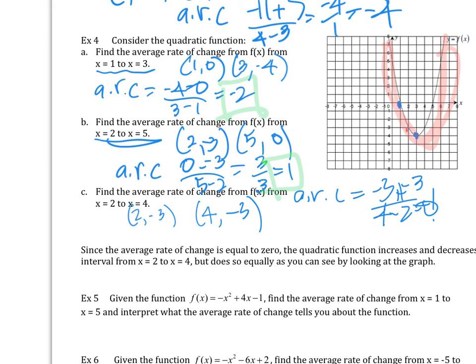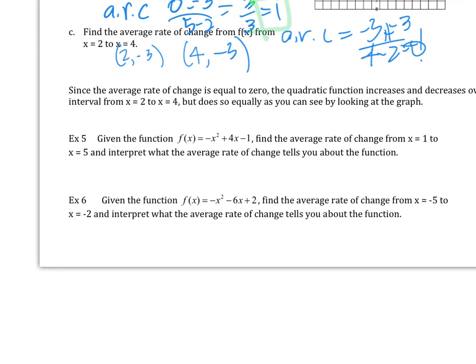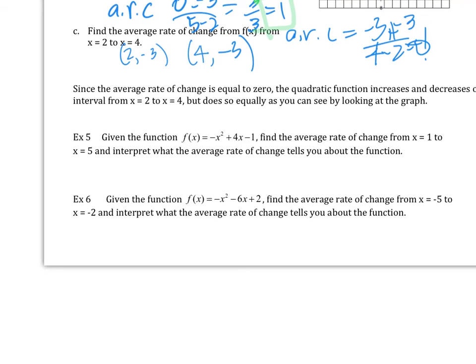All right, example number 5. Given this quadratic, which is reflected, find the average rate of change between 1 and 5 and interpret what it tells you about the function. So what we are going to do is get those coordinate points. At 1, I need to plug the value into here, and I would get 2. And then the next one we are plugging in 5, and we get for the output negative 6.